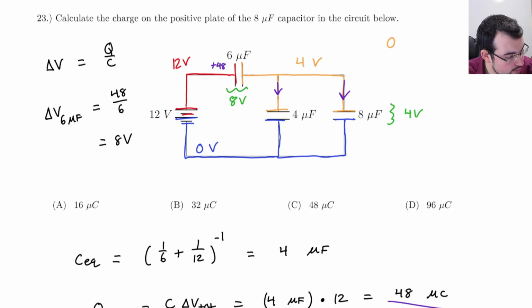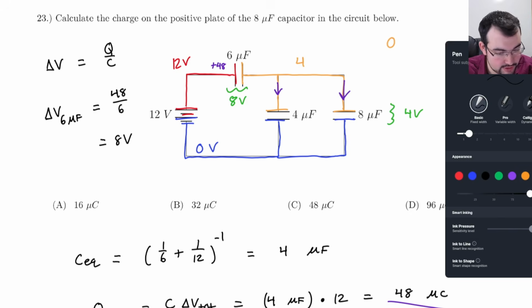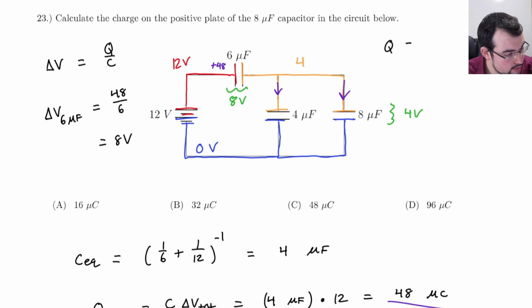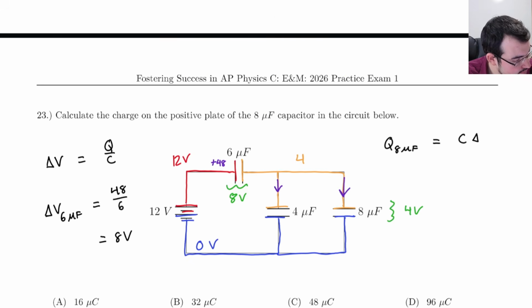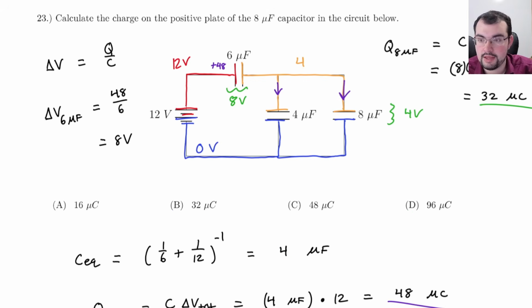So now we'll just use Q equals CV again. Q equals C delta V, which would be equal to 8 microfarads times 4 volts, which would be 32 microcoulombs. And that would be answer choice B.